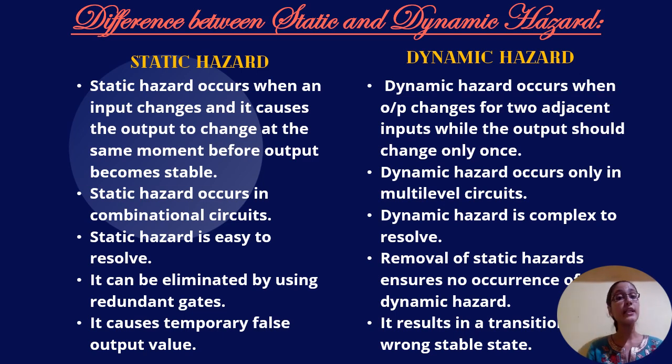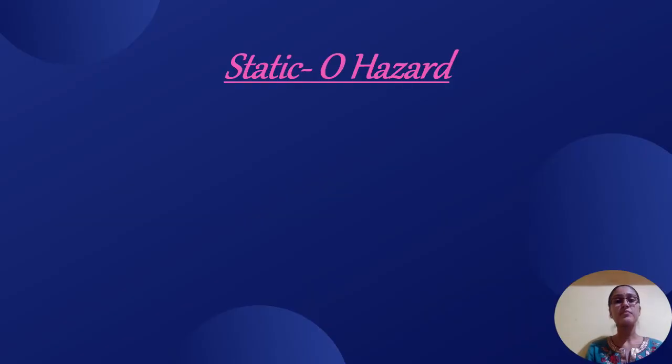Static hazards are easy to resolve, but dynamic hazards are comparatively complex to resolve. Static hazards can be eliminated by using redundant gates. Dynamic hazards can be resolved if we are able to cover the static hazards. Static hazard causes a temporary false output value. Dynamic hazard results in a transition of a wrong state.